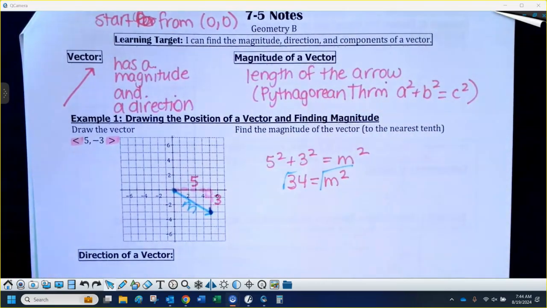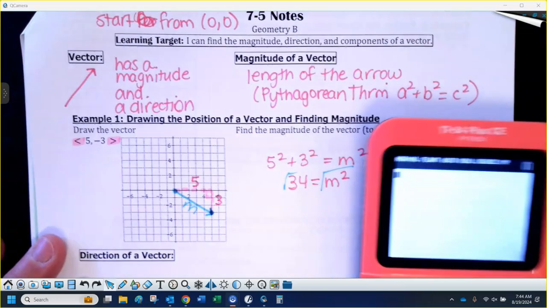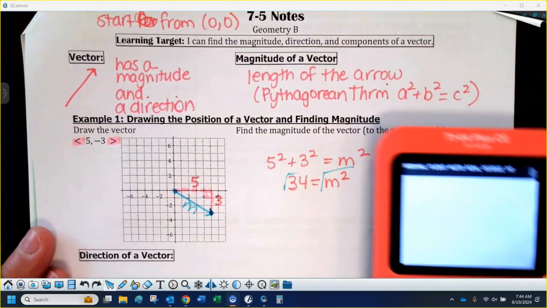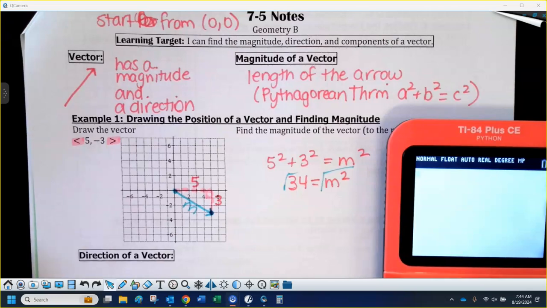Guys, let's put the computers away. You do not need those right now. That's okay. You just go grab one of mine back there.